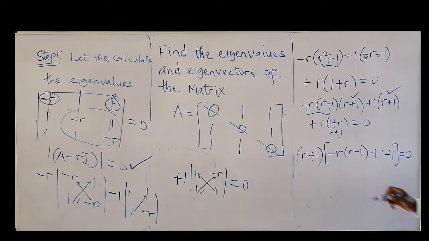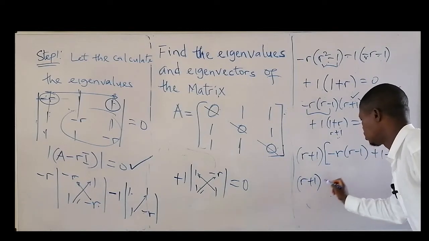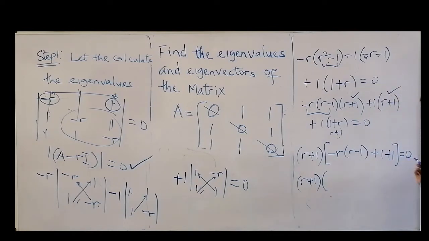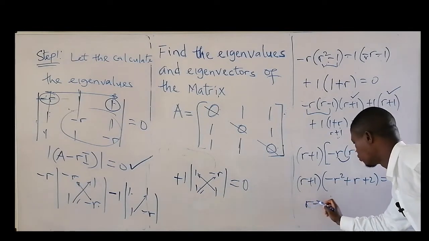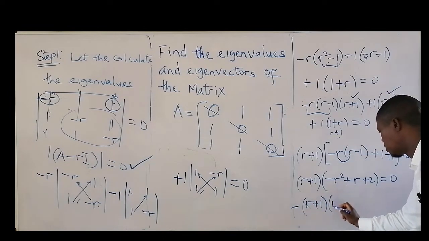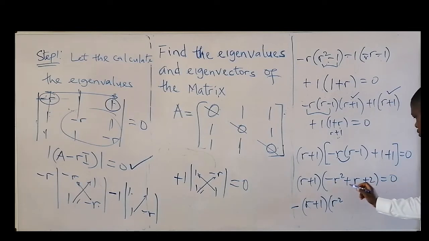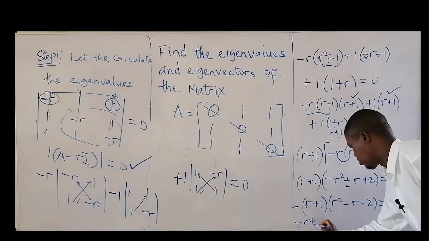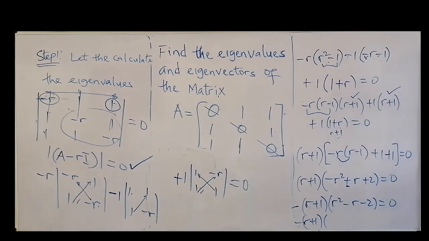0. Okay. Then we now have r plus 1 into brackets, this one, begin to open the brackets. This one times this one, that's minus r squared plus r, and then plus 2 equal to 0. So we now have r plus 1 into bracket. Take minus outside here. So this will become r squared, and then this one times minus, that's minus r minus 2 equal to 0.